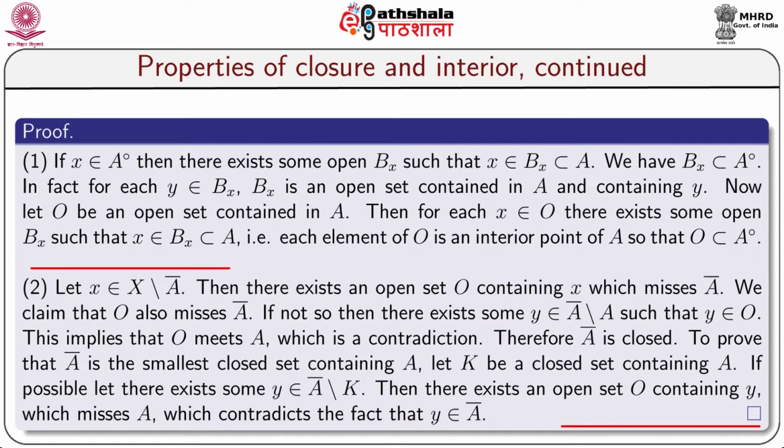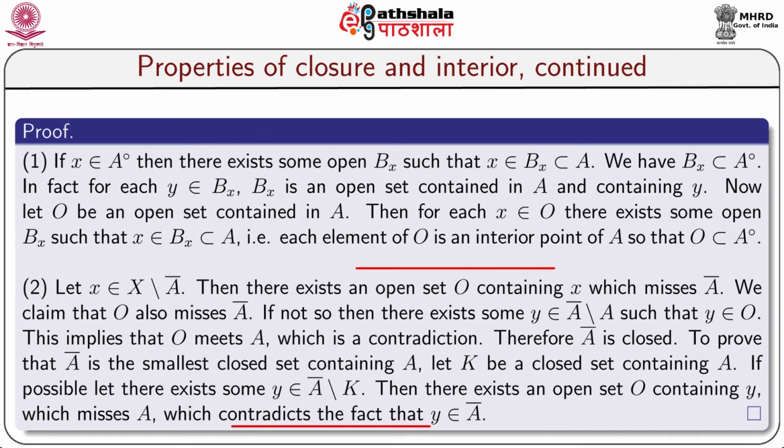The proof of the second. Let X be in the complement of A closure. That means X is not a limit point of A. Then there exists some open set O containing X which misses A closure. We claim that O also misses A. If not so, then there exists some Y belonging to A bar minus A such that Y belongs to O. This implies that O meets A, which is a contradiction. Therefore, A bar is closed.